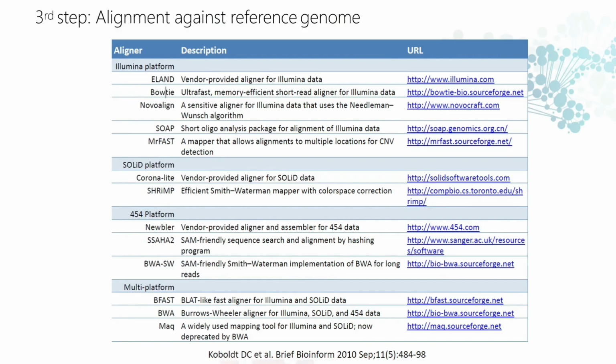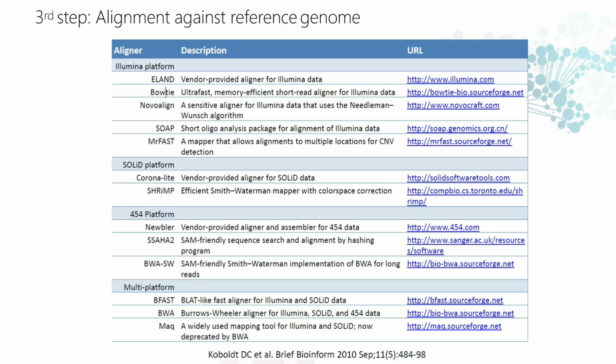Then we can use Mr. Fast. It allows multiple locations for CNV detection. So what is CNV? I told you that CNV is copy number variations. So if we need to map copy number variations, then we can use the Mr. Fast tool. Or there is Corona Lite, a shrimp tool that we can use for the SOLiD platform, which is also a sequencing platform.